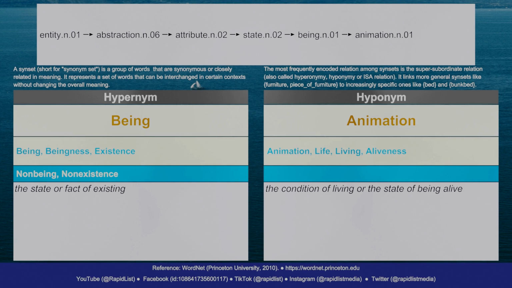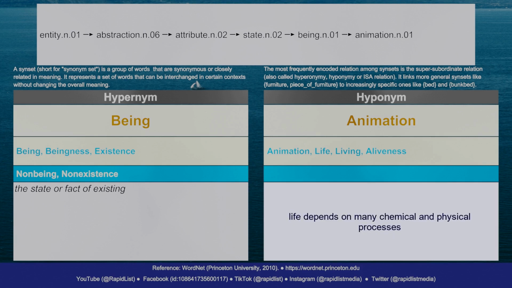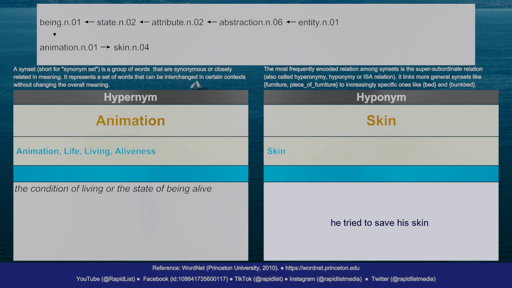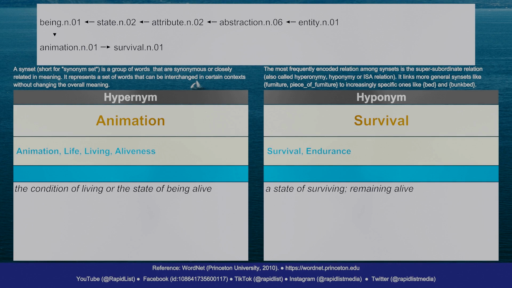Animation. The condition of living or the state of being alive. Life depends on many chemical and physical processes. Eternal life. Life without beginning or end. Skin. A person's skin regarded as their life. He tried to save his skin. Survival. The state of surviving, remaining alive.